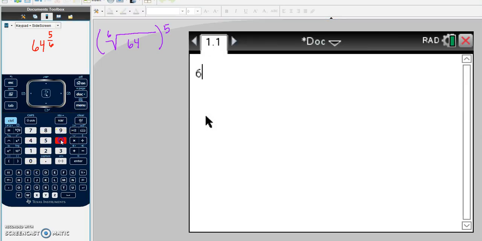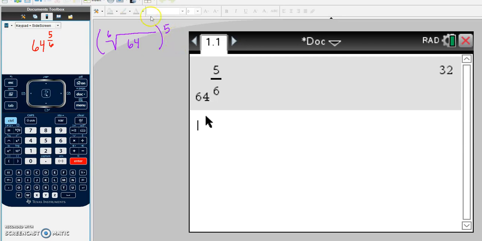Alright, so I'm going to have 64, and I want to have an exponent, so I'm going to hit my little caret button over here, and then my exponent is 5 over 6, so I'm going to change that to a fraction, and then put 5, arrow down 6, and then hit enter, and there's my answer, 32.